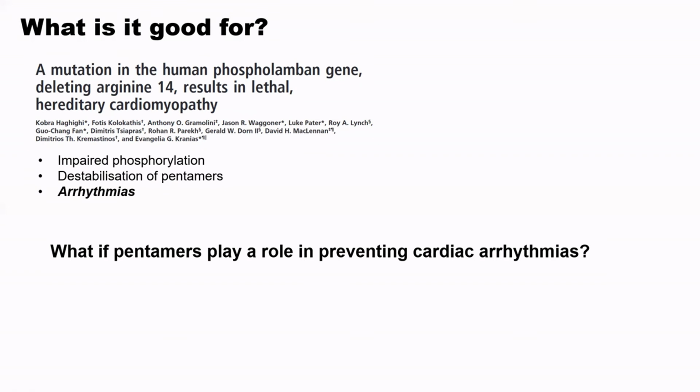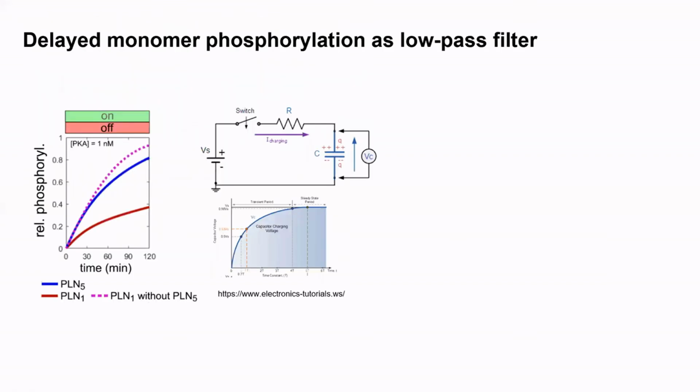And that's when I remembered some high school physics lessons about electronic circuits. And in particular, I remembered that these delayed time courses, which I saw for the monomer phosphorylation in my simulations, is also something that we know happens in electronic resistor capacitor circuits. And these circuits can also be used as signaling filters. And in particular, they can act as a low-pass filter.